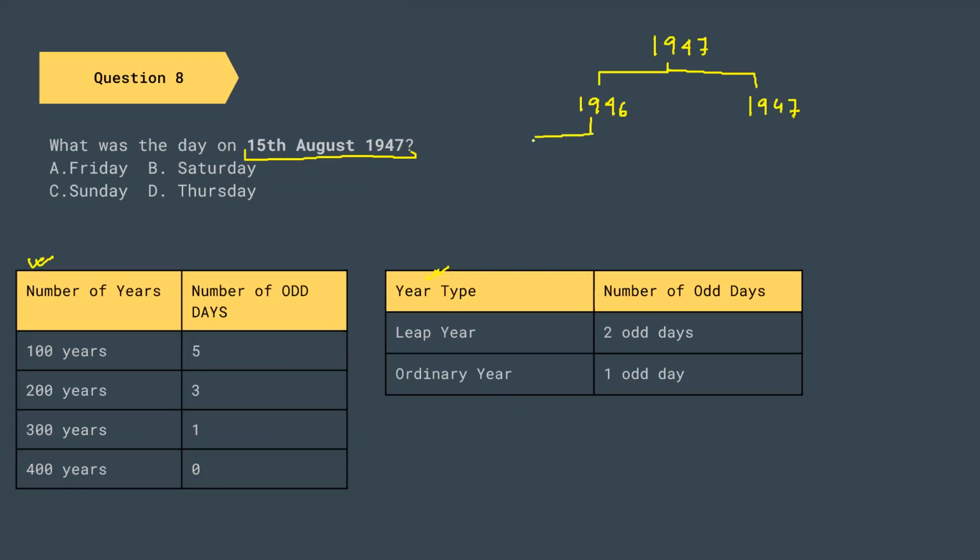1946 is again divided into two parts, that is 1900 and another part is 46. So 1900 can be written as 1600 plus 300. 1600 has 0 odd days, 300 years have 1 odd day. That gives us a total of 1 odd day. Now let us try for these 46 years.